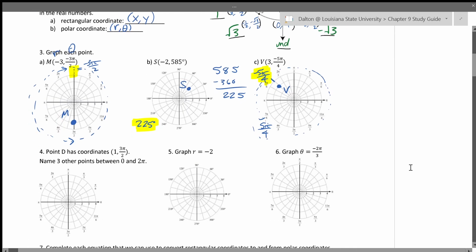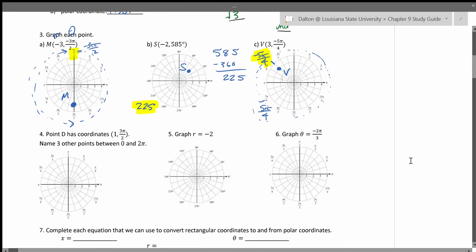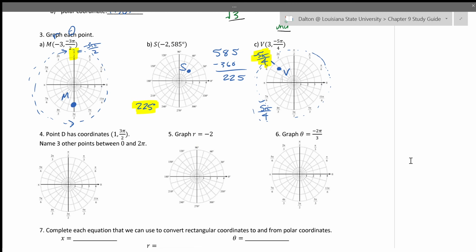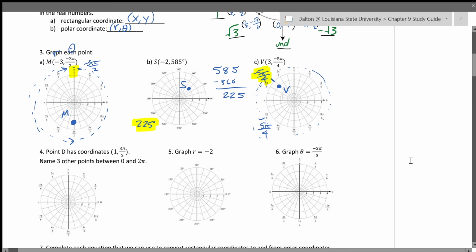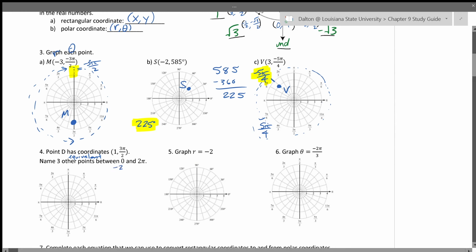Okay, number 4, point D has coordinates 1, 3 pi over 2. Name 3 other points between 0 and 2 pi. I should have specified that I want the equivalent values of 1, 3 pi over 2. So I essentially want 3 other ways that you could name this same point. I don't want 3 other random points. Additionally, I guess this technically should be between negative 2 pi and positive 2 pi.